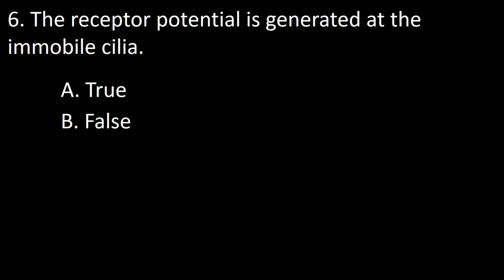Next question. The receptor potential is generated at the immobile cilia. A true, B false.